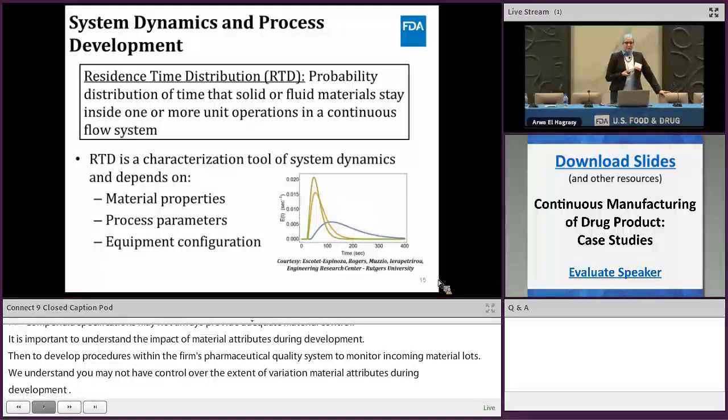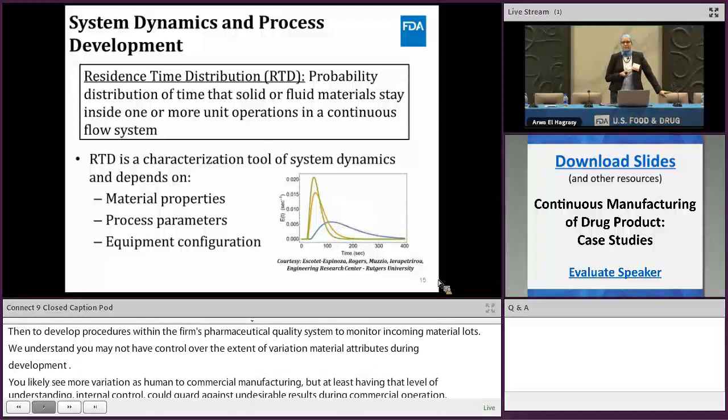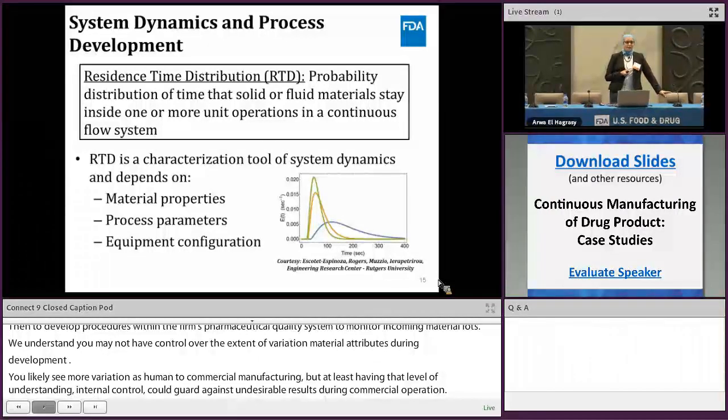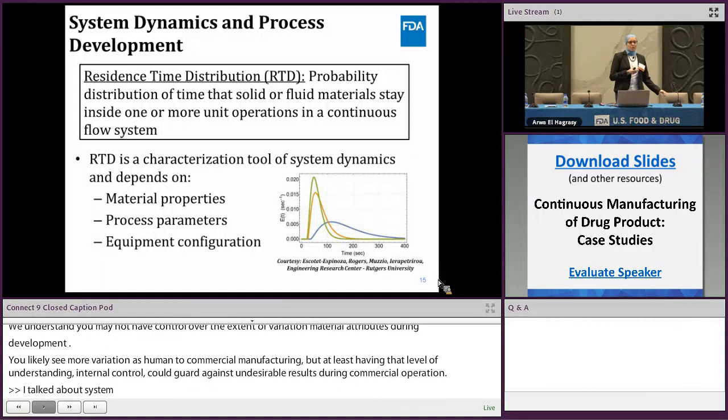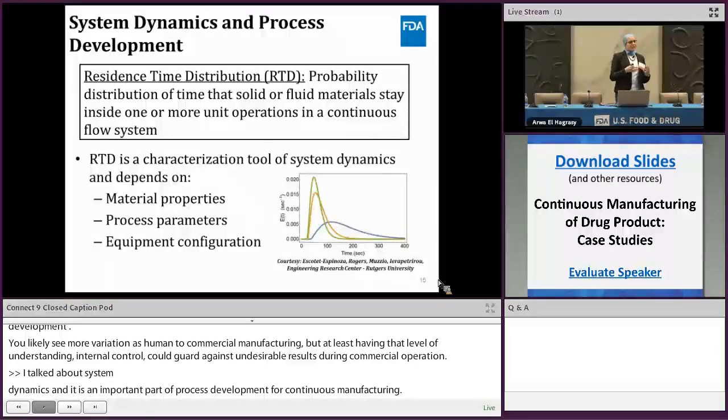So I talked about system dynamics, and it's an important part of process development for continuous manufacturing. The term system dynamics is typically synonymous with residence time distribution, which is really the probability distribution of material at any given time inside the different parts of the manufacturing line. So residence time distribution, or RTD for short, is a characterization tool for system dynamics.